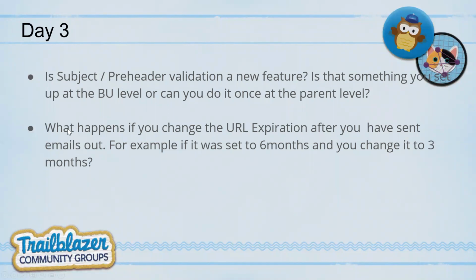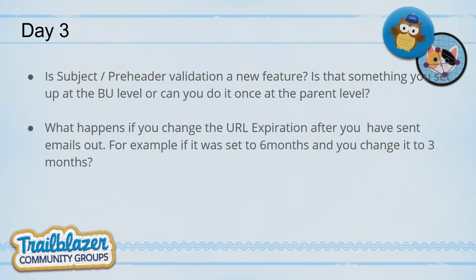And that brings us to the last question for today. What happens if you change the URL expiration after you have sent emails out? For example, if the email was set to 6 months and after sending the email, you change it to 3 months, what will happen then?